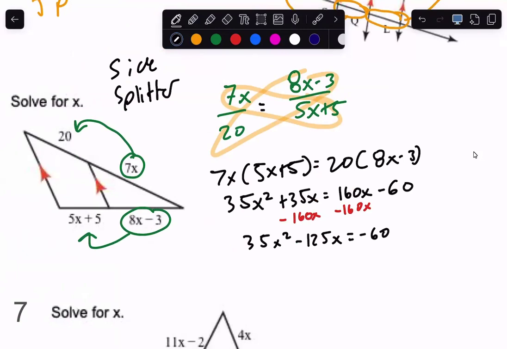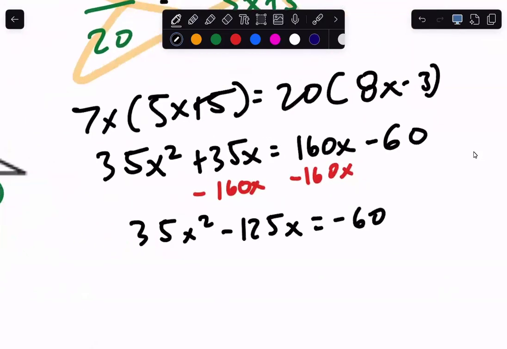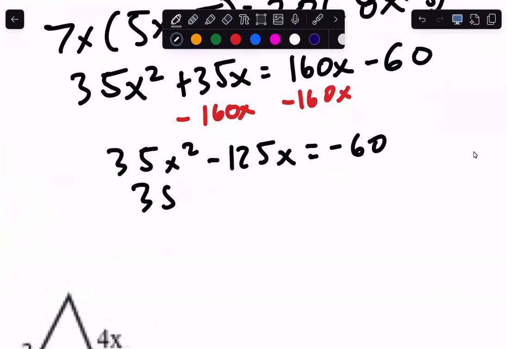Should I have done it this way, or should I have done the other triangle? I think we'll end up the same either way. So let's see, 8x minus 3, 5x plus 5, 7x, 20. And I'm double checking my math to make sure I multiplied everything. 7 times 5 is 35. 20 times 8 is 160. Everything looks pretty good. This is just a long one.